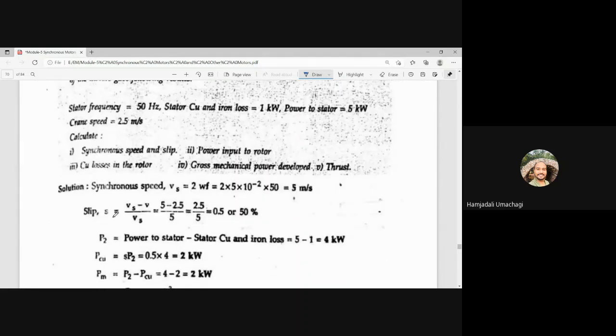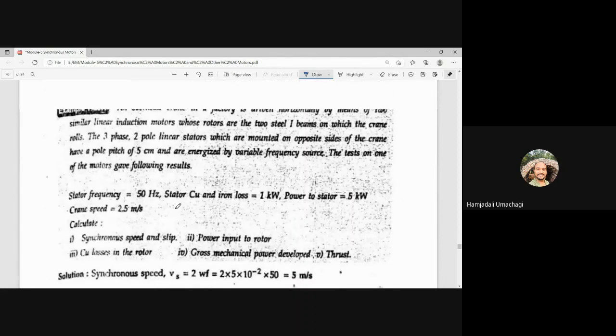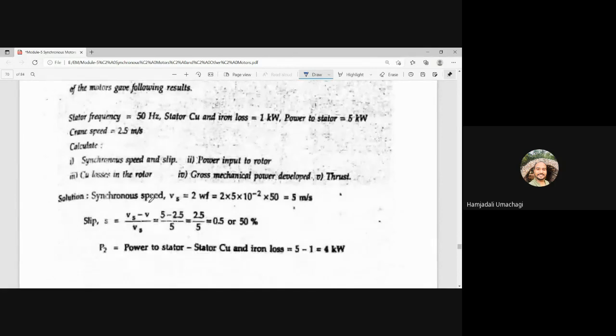Now calculate slip. Slip s is given by (Vs minus V) divided by Vs. So here Vs is 5, minus the speed of the crane, 2.5 meters per second, divided by Vs, once again 5. If we solve, we get the slip value as 0.5 or 50%.